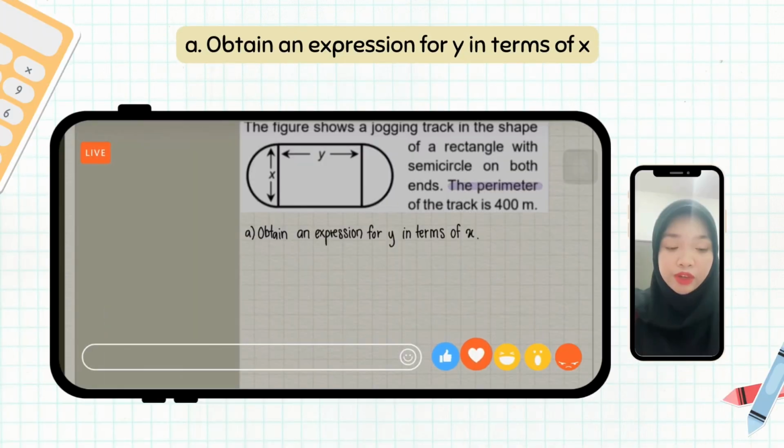To answer the questions, first of all, we need to read the whole question, and then as you can see here, the perimeter of the track is 400 meters. Based on the diagram, there's a rectangle part. The y is 2 lines here, and the x is 2 lines as I highlighted here, and then we can see there are 2 semicircular parts.